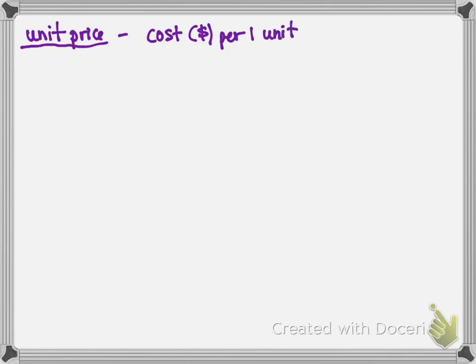So unit price is a unit rate, but it deals with money. That's the only big difference. So unit price is the cost, which is money of some sort, could be dollars, could be change, per 1 unit. So if you ever go to the grocery store with your parents and you look at the shelves, you're going to see a little yellow slip underneath the product with the price, and it's going to tell you what the unit price is.